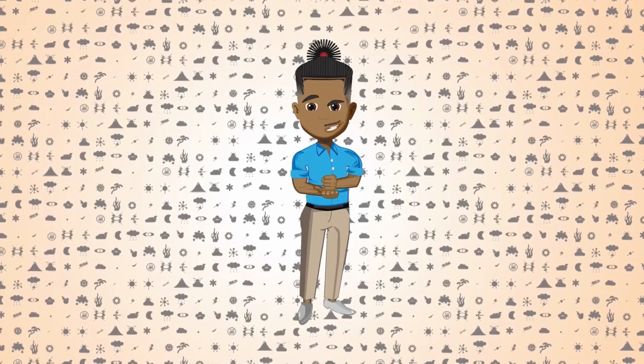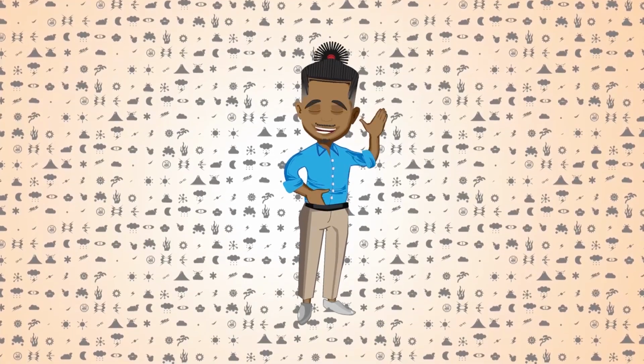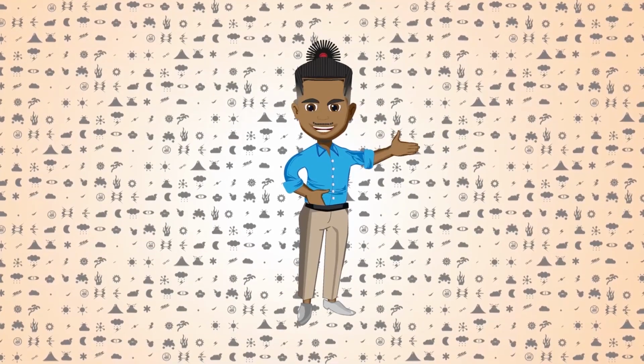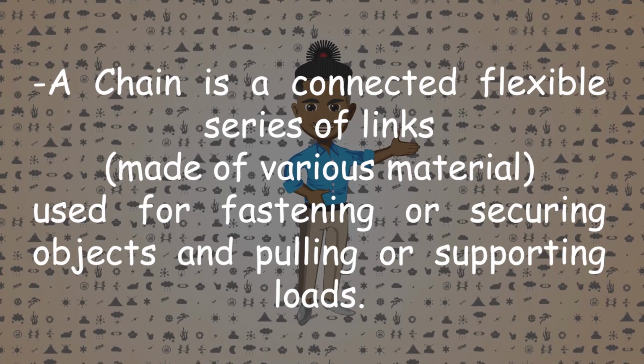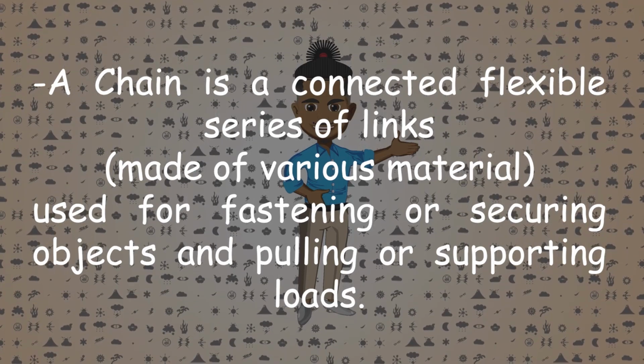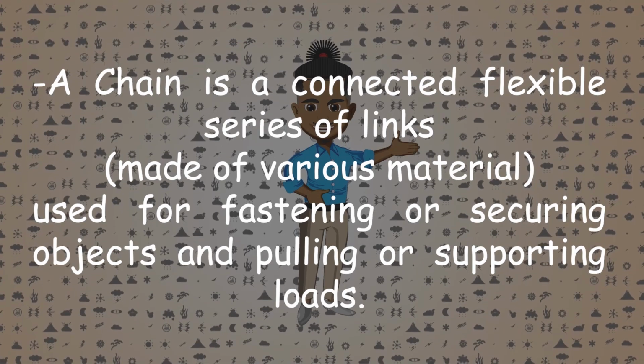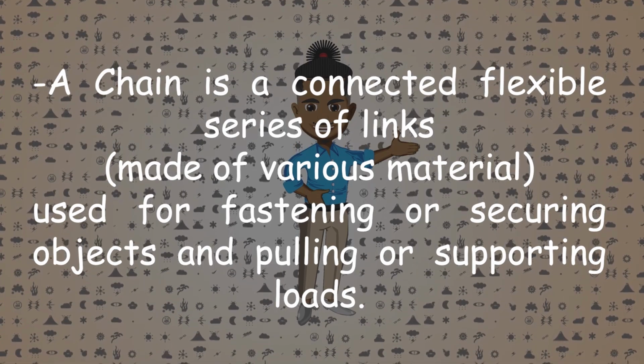Now, this may be really redundant, but we all know what chains are. At least I do. But for those of you who don't, a chain is a connected, flexible series of links made of various material used for the fastening or securing of objects and/or pulling and supporting loads.